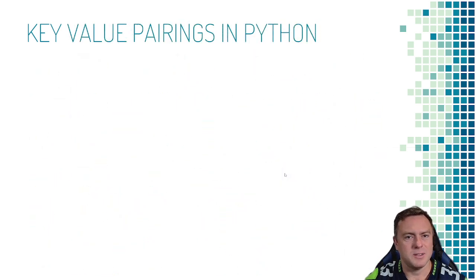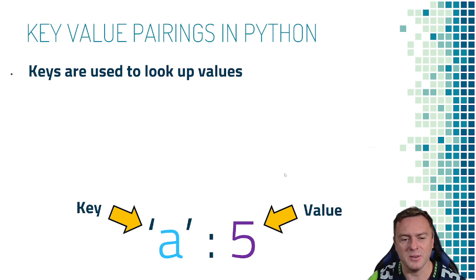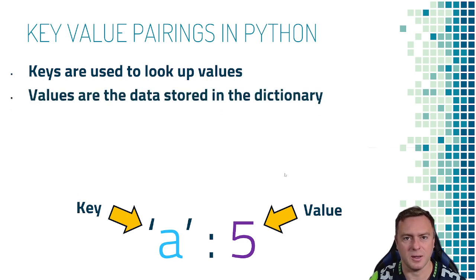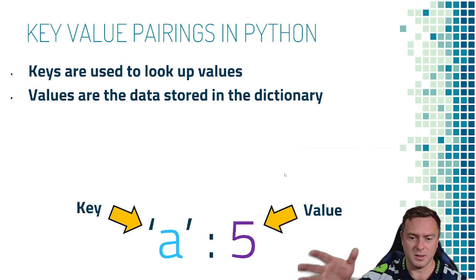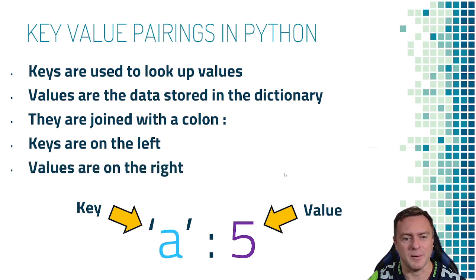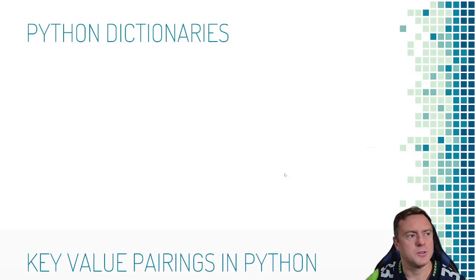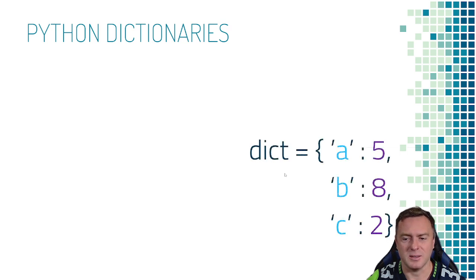So key value pairings in Python are really, really simple. The left-hand side is the key, so that's what you're going to be looking up, and then you'll use a colon, and on the right-hand side, you have a value. Keys are used to look up the different values, and values are stored inside the dictionary. So that's where the more complex stuff gets stored. They're joined together with a colon. The keys are always on the left, and the values are always on the right. When you have these inside of a dictionary, which is inside the curly brackets, you'll separate each one by a comma. So for a Python dictionary, it looks something like this.